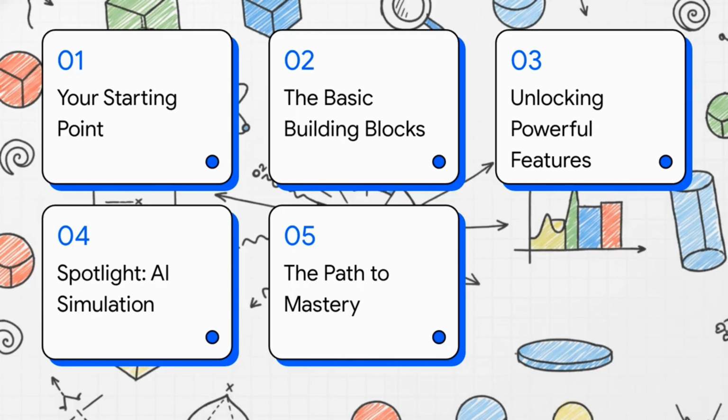All right, so here's our game plan for this explainer. First, we'll get our bearings, understand how the examples are organized. Then we're going to dive deep into the core building blocks with the basic examples. After that, we'll see how to unlock some real power with the extended ones, and we'll even spotlight a really cool AI simulation before we map out your entire path to mastery.